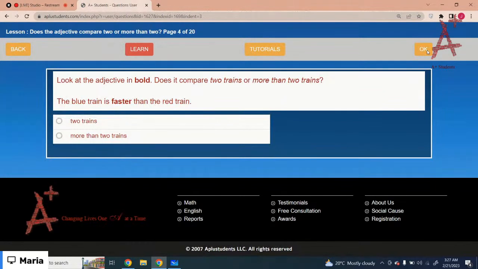The blue train is faster than the red train. So which is the correct option? The blue train is faster than the red train. Faster, you have an er. Got it? Whenever you have an er, that means that is a comparison between two places, animals, or things. So that would be two trains. Got it?